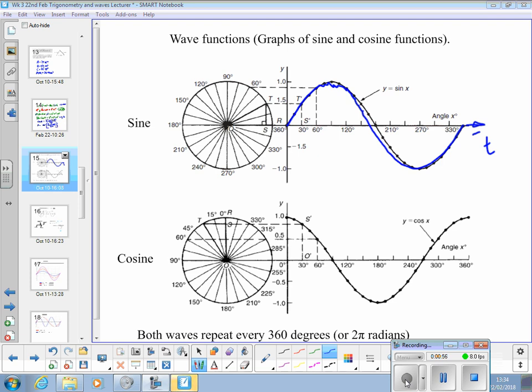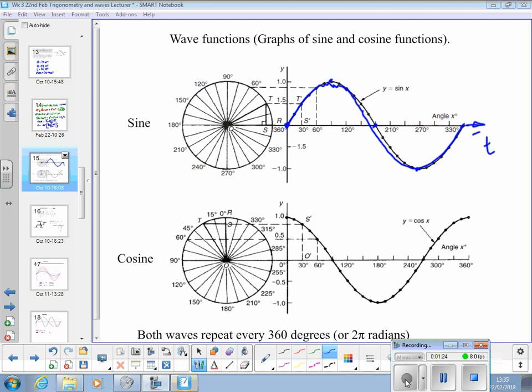Okay, so the sine of the angle 0 is 0, so a sine wave crosses at the 0 point on both the x and the y axes, and then a positive peak at 90 degrees, another 0 at 180, a negative peak at 270, back to 0 at 360.